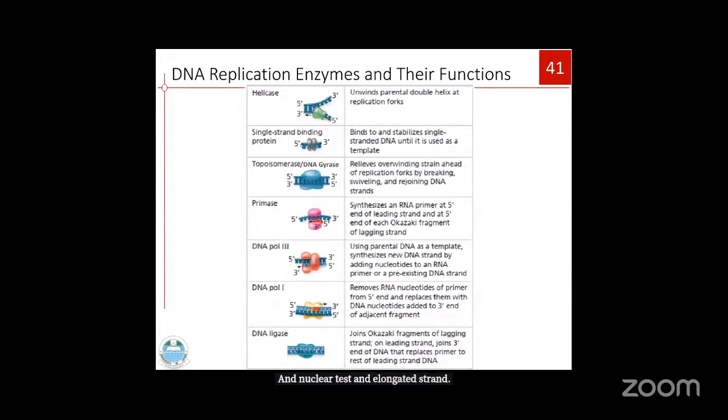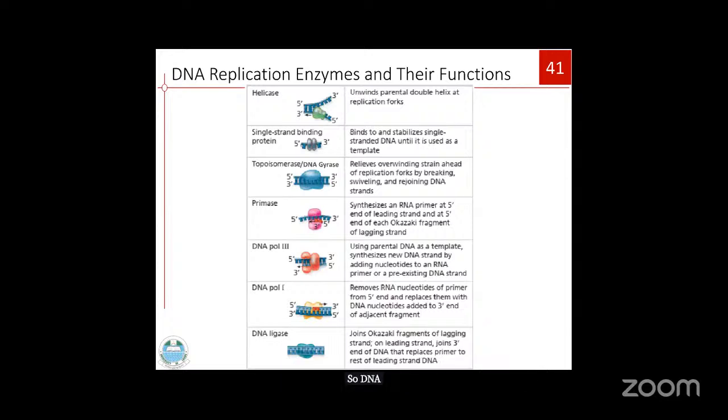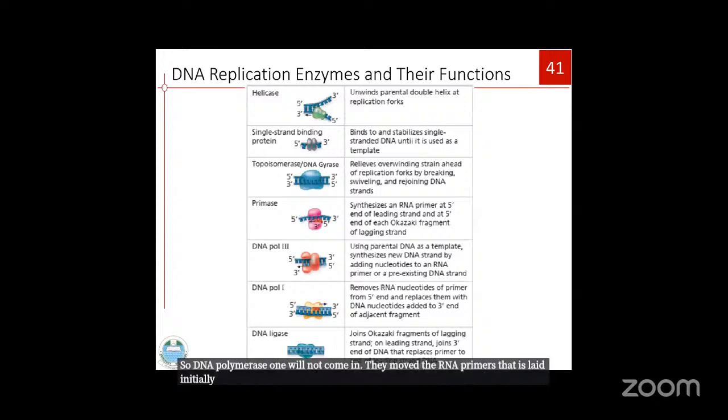Then we have DNA polymerase 1. Polymerase 1 removes nucleotides of primers and replaces them with DNA nucleotides added to the 3' end. So DNA polymerase 1 will now come in and remove the RNA primers that were laid initially for the reaction to begin, and now add the respective nucleotides.